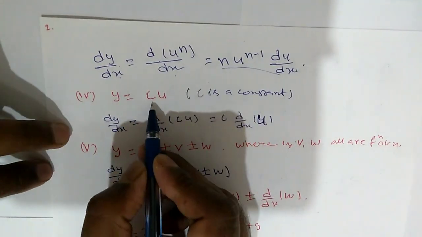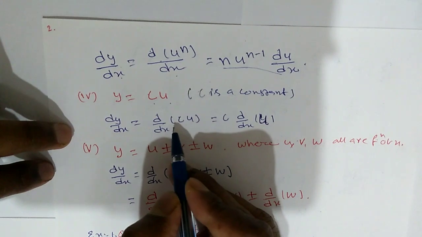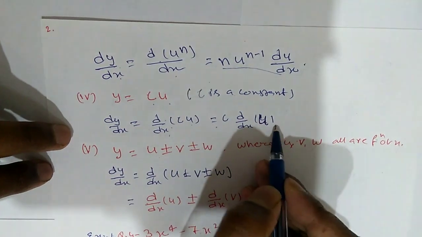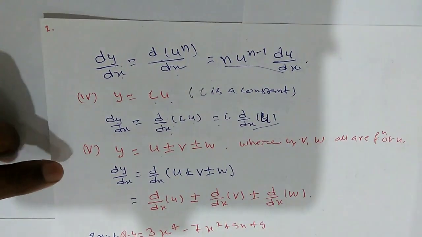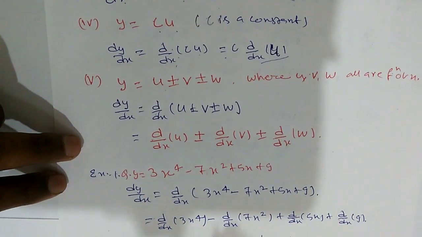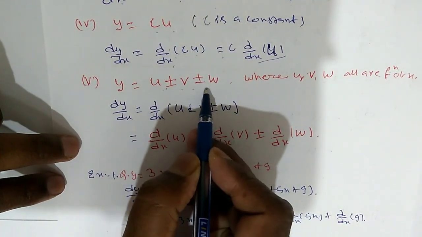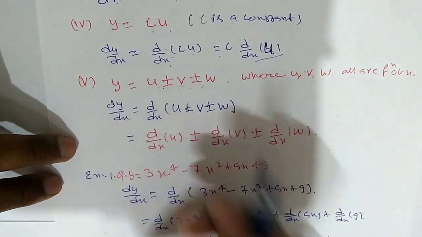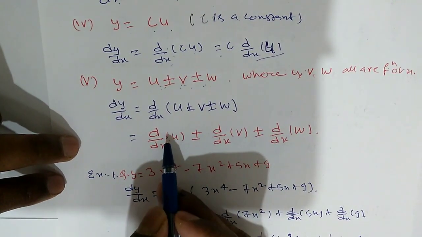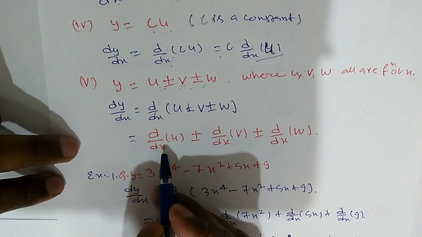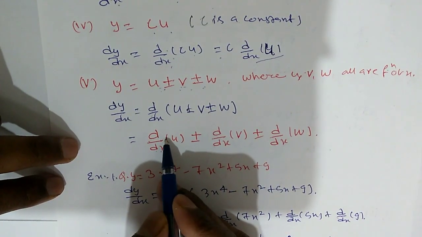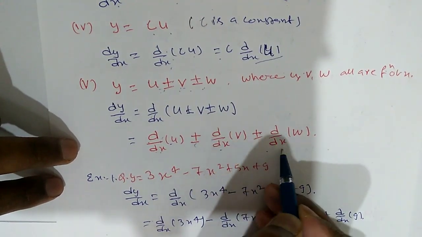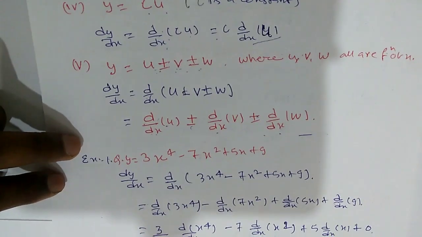Now in case a constant term is in multiplication, then we write d of cu, where c is a constant and then we differentiate u. Next one is the additive form: y is equal to u plus or minus v plus or minus w, where u, v, w are all functions of x. Then separating, we write d/dx as differentiation of u plus or minus differentiation of v plus or minus differentiation of w. Take an example of this.